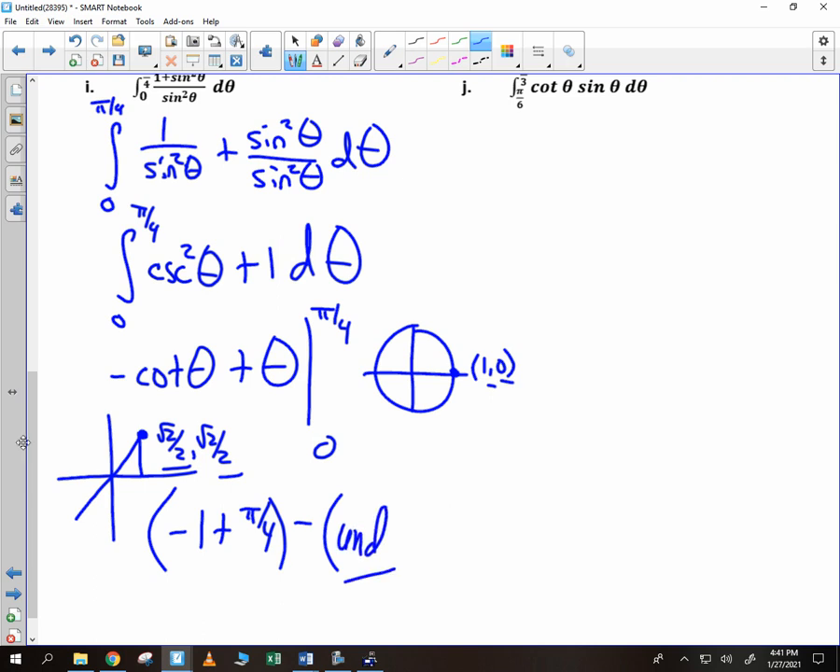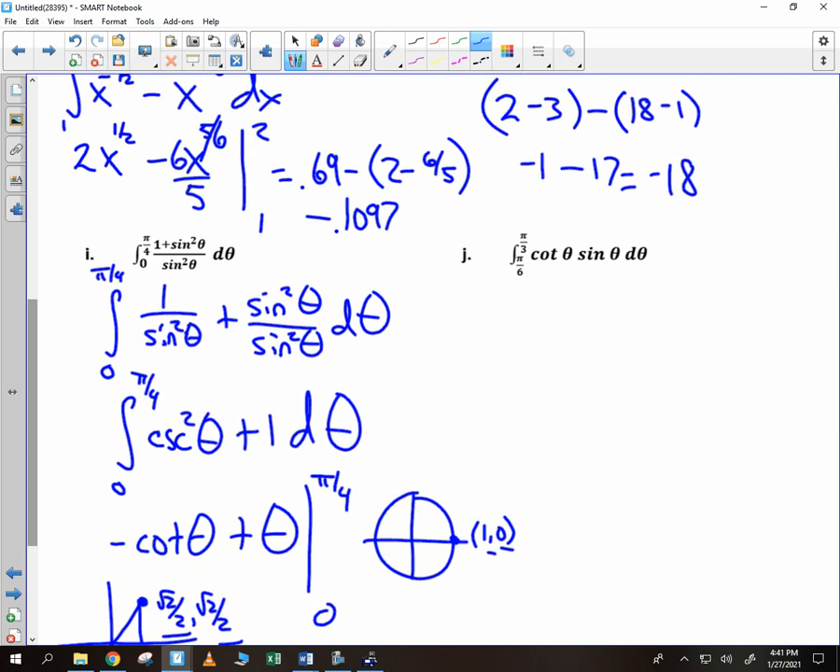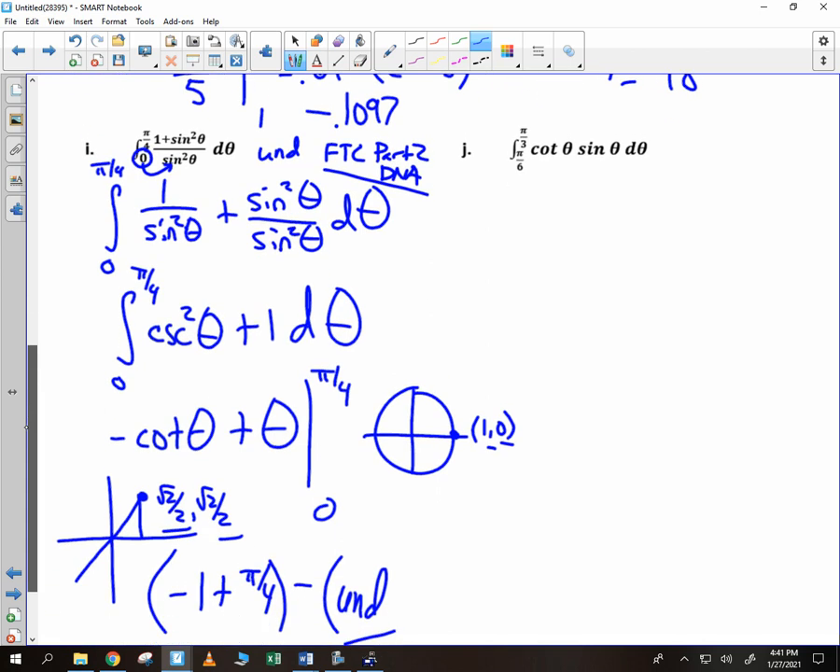Uh-oh, we got an undefined result. Shoot, why did that happen? Well, if you look at the very beginning, folks, look, 0 right here. The sine of 0 is 0, so it was undefined from the beginning. The fundamental theorem of calculus, part 2, does not apply because it is, in fact, discontinuous in that regard.